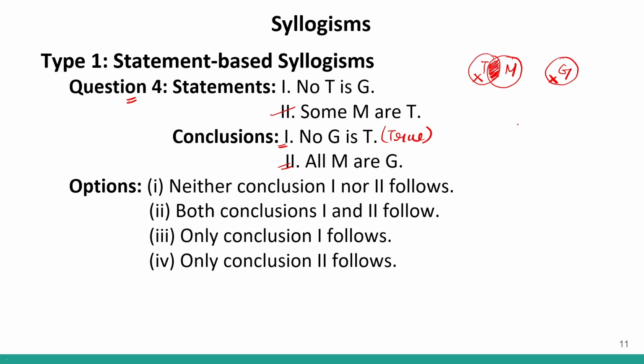All G can be M. Understand this. I can draw it like this. This is T, this is M. T and G are not overlapping. So, all G can be M. But all M cannot be G because there is a certain portion of M which overlaps with T. So, there will always be a certain part of M that is not G. Therefore, this statement is false.